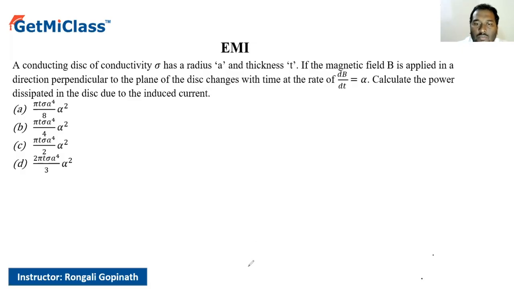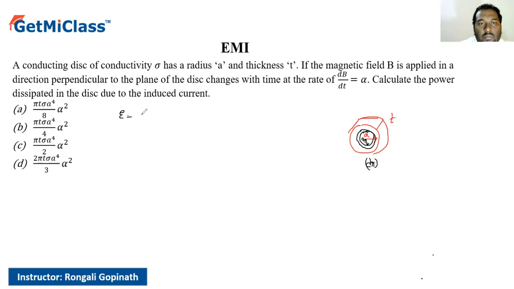Okay, so first let's try to find what will be the EMF at any distance. So this is the disk, right? It is having some thickness. This thickness is T. Radius of the disk is A, right? So let's take a ring within the disk. Radius of the ring is R, thickness of the ring is dr.